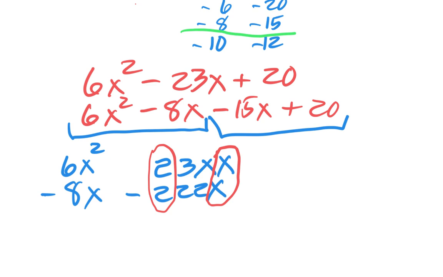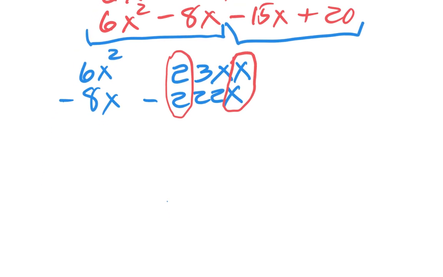Now, for whatever reason, we're going to factor out a negative 2 this time so that we don't get into a situation like we had last time. All right, so I am going to factor out a negative 2. If I factor out a negative 2, I am left with what? 3x plus 4.